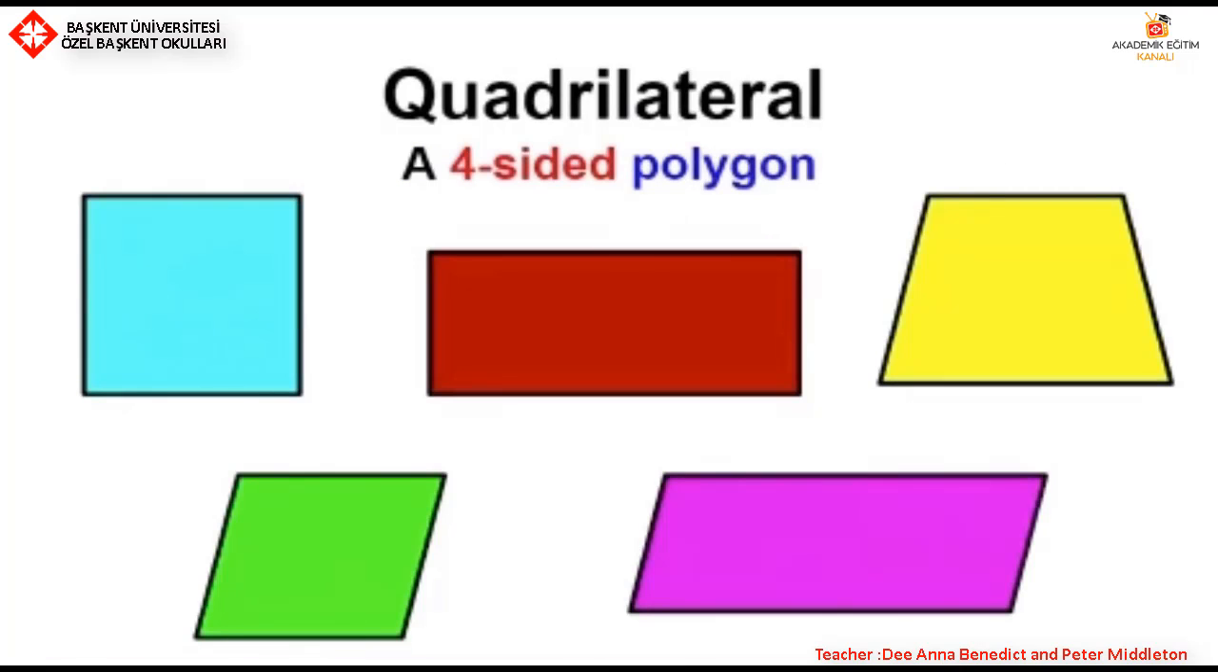A quadrilateral is a 4-sided polygon. These are all quadrilaterals.